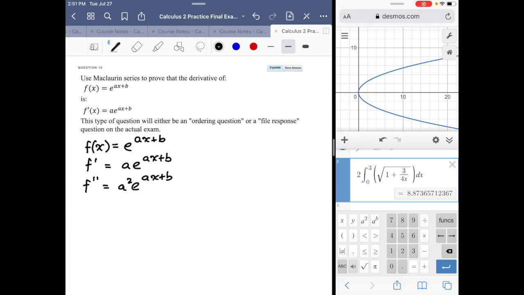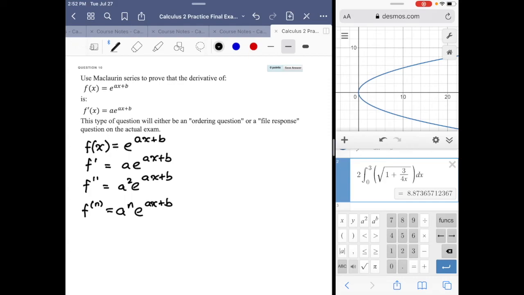So it seems like the level of the derivative is going to correspond to the power of the expression. So that's good to know. And by expression, I mean a. Right? So we'll hang on to that for a second, but if I'm going to make the assumption that the nth derivative is going to be a to the nth e to the ax plus b, it's a reasonable assumption.